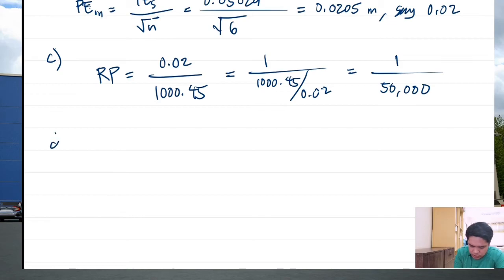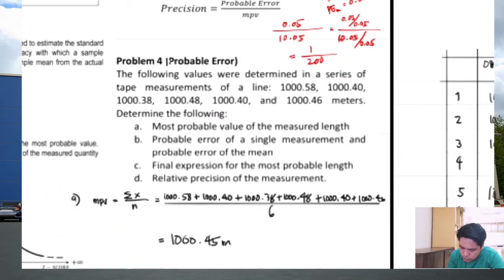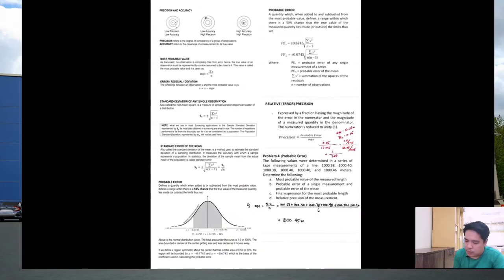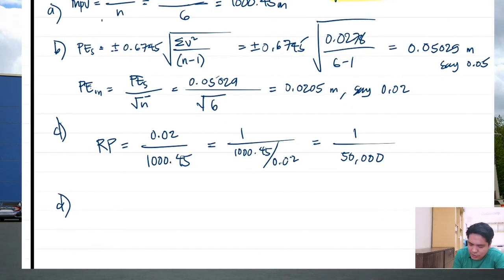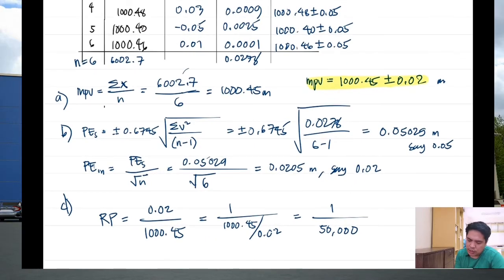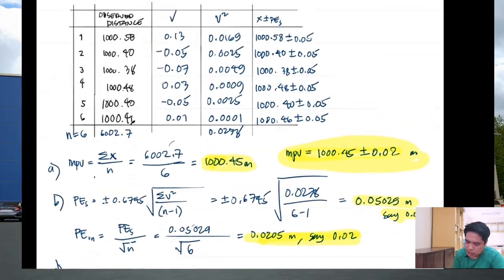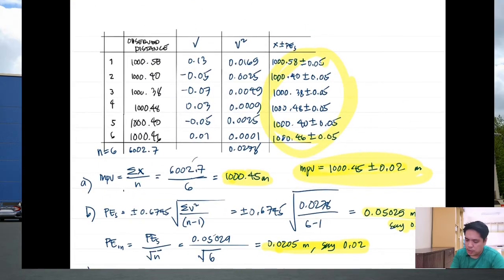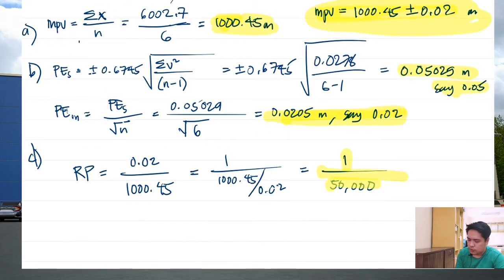So let's proceed to letter D. So for letter D, we are asked to, letter D na pala to. So this is already letter D. So letter C, ito pala yung letter C natin. Dito natin na-solve. This is our letter C. Ayan, so our answers are this. I-highlight na lang natin. So these are our answers, the MPV. And this is the probable error of the single measurements, probable error of the mean, and this is the most probable value with the probable error, and these are the measurements with the probable error. Okay, and the relative precision is 1 over 50,000.